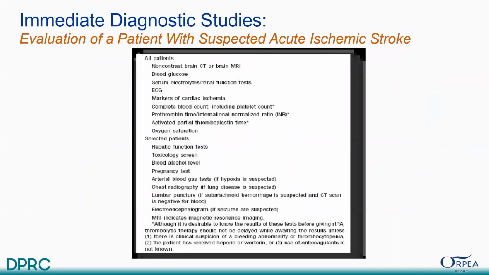Okay, immediate diagnostic studies. Here we have to do all the investigations for a patient suspected of having a stroke. Why? Because we need to know if the patient has diabetes or a previous stroke or cardiac disease, all of these. But the most important here, I have to talk about the rtPA and the MRI. We have to do it before. It's described to know the result of this test before giving the rtPA or thrombolytic therapy.